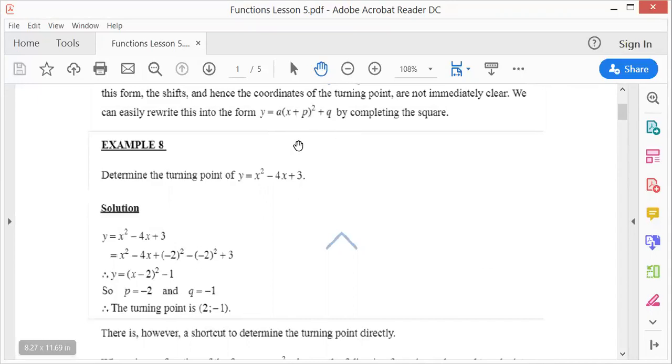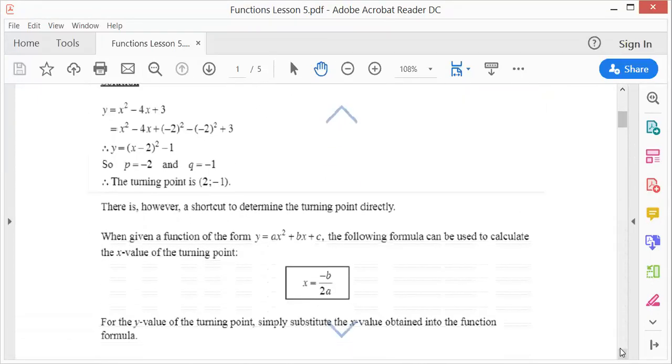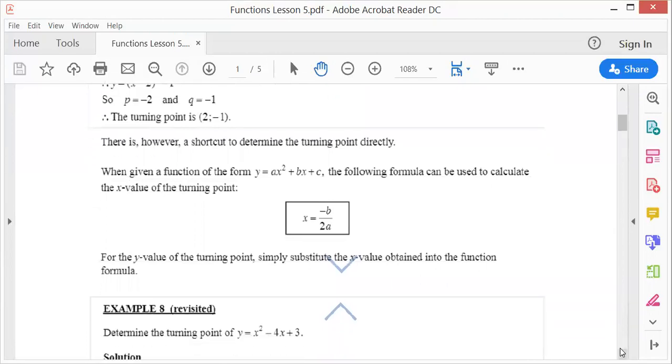And of course, P is always with the opposite sign. There is a minus 2 there. It will be a plus 2 here. And the Q remains like that. And there's your turning point. 2 and minus 1.